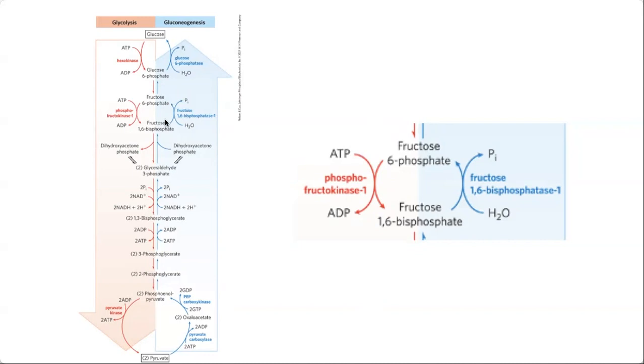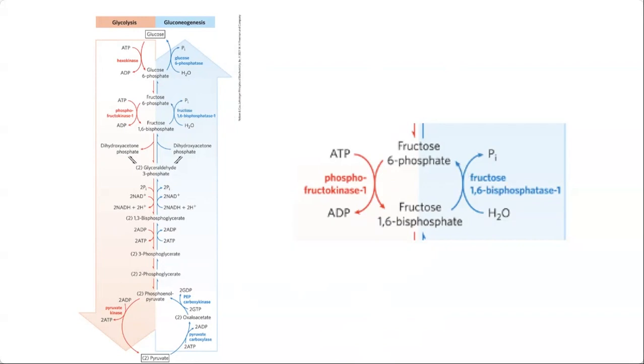We're not going to try to take that phosphate group off of the 1 position and stick it onto ADP. Instead, we're just going to cut that phosphate group off. So we're not going to get an ATP out of this. Instead, we're just going to cut that phosphate group off. And we're going to need a different enzyme to do this. We're going to need this fructose 1,6-bisphosphatase.